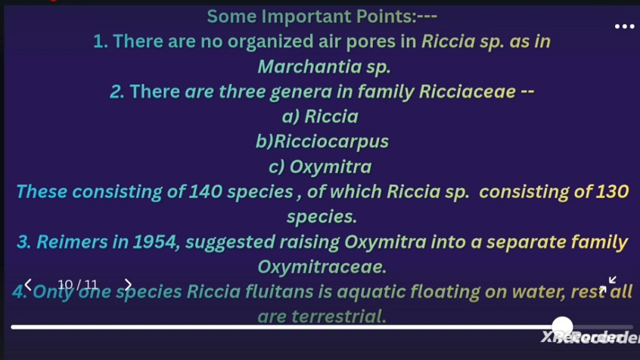In the year 1954, Reimer suggested raising Oxymitra into a separate family, Oxymitraceae. And I talked about there being only one aquatic form of Riccia, and that is Riccia fluitans, which is aquatic, and all the rest of the Riccias are terrestrial.